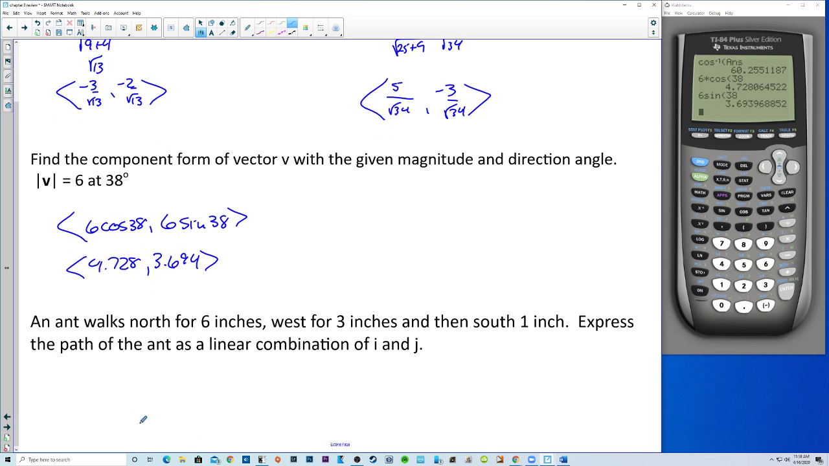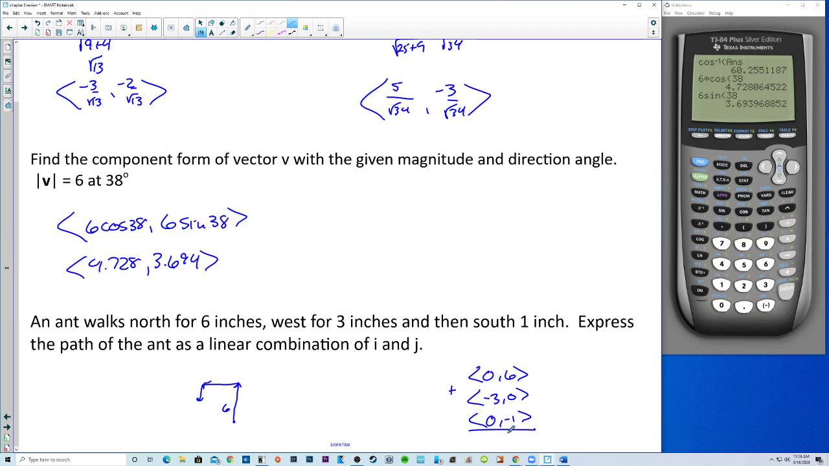An ant walks north for 6 inches. So that's 6 inches. The component form of that vector is 0, 6. Then west for 3 inches. So here's the new vector right here. The component form of that one, and we're going to add this, is negative 3, 0. And then south 1 inch. The component form of that would be 0, negative 1.